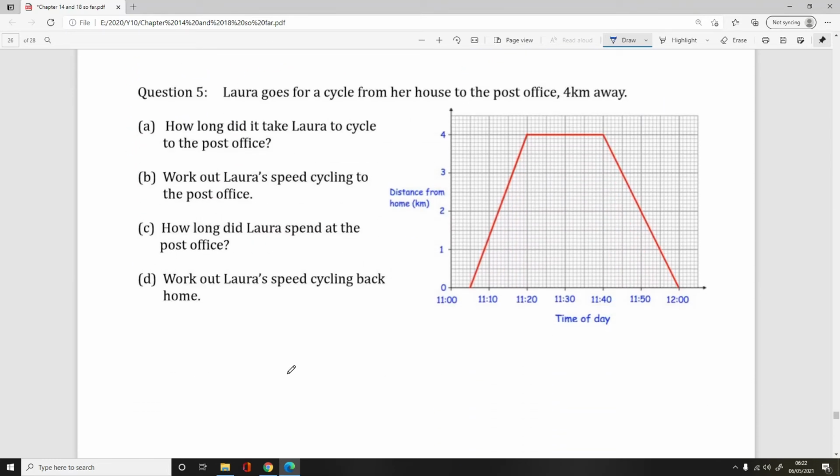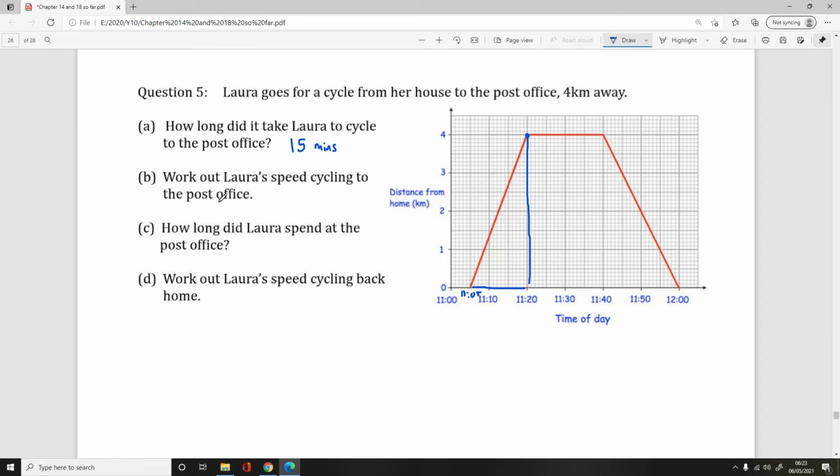Okay, so let's look at anything else we can do with this. Here's a classic distance, speed, time question. Laura goes for a cycle from her house to the post office 4 kilometres away. How long does it take her to cycle to the post office? So we're going to have to assume the post office is here. So if we want to know time, and we have distance, we can just measure time by looking across the axes, can't we? So this is like 11:05 she starts at, and it ends at 11:20. So it would just be 15 minutes.